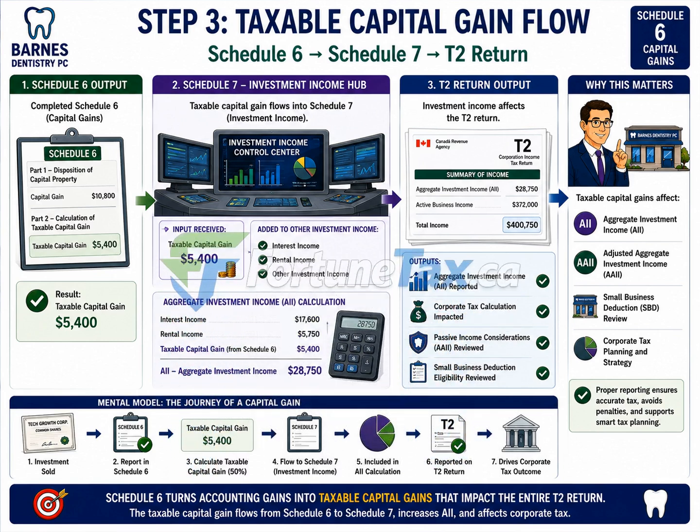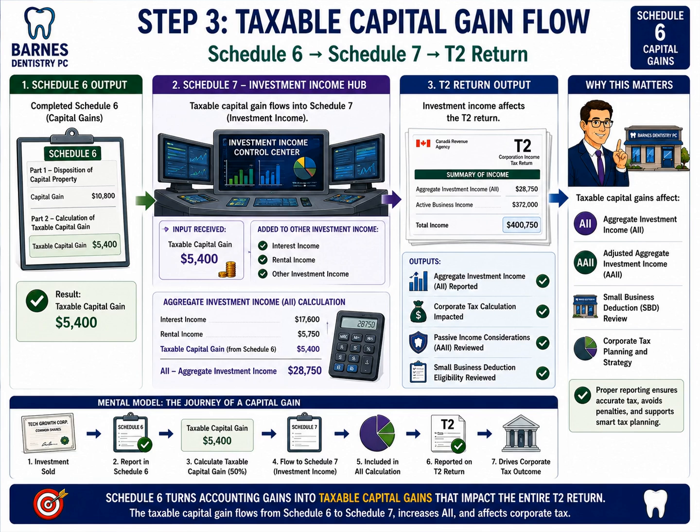At the bottom of the slide, you'll see the complete journey summarized in a simple flow. An investment is sold. The gain is reported in Schedule 6. The taxable capital gain is calculated. That taxable amount flows into Schedule 7. Schedule 7 includes it in aggregate investment income. The information moves into the T2 return and ultimately contributes to the corporation's tax outcome. This flow is the mental model every tax preparer should remember. Investment sold. Schedule 6. Taxable capital gain. Schedule 7. AII. T2 return.